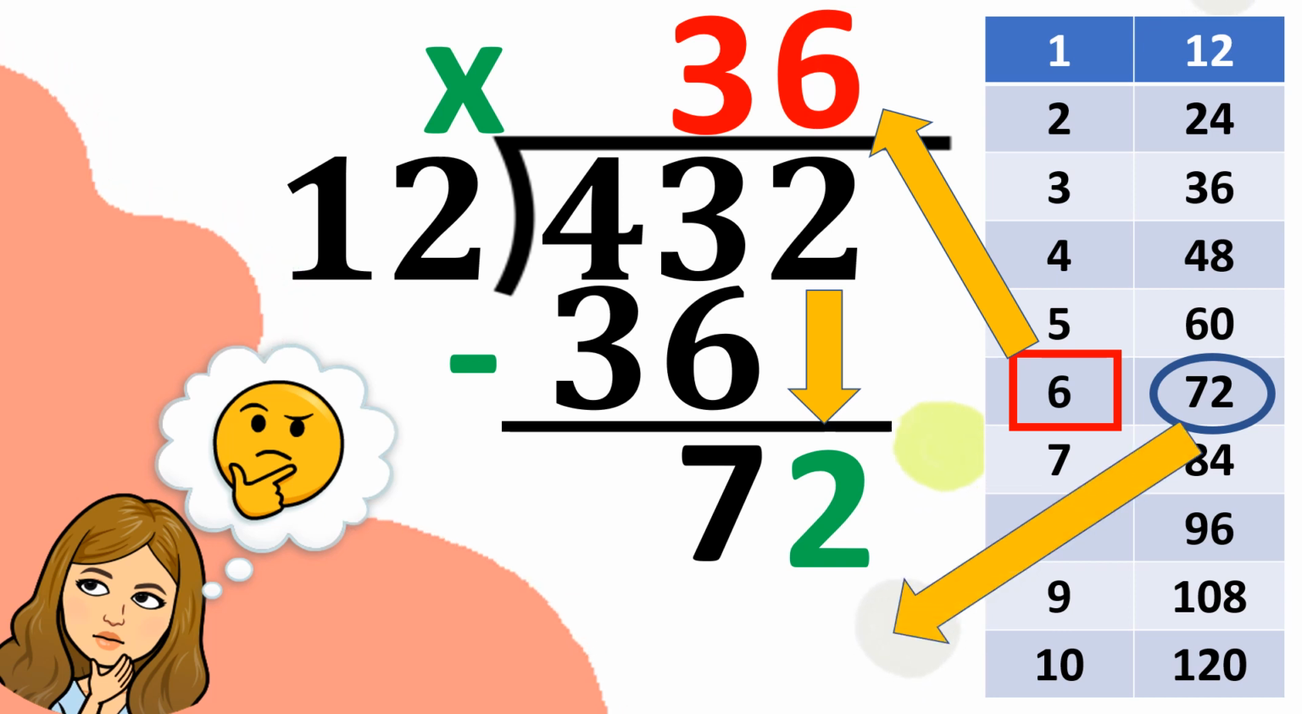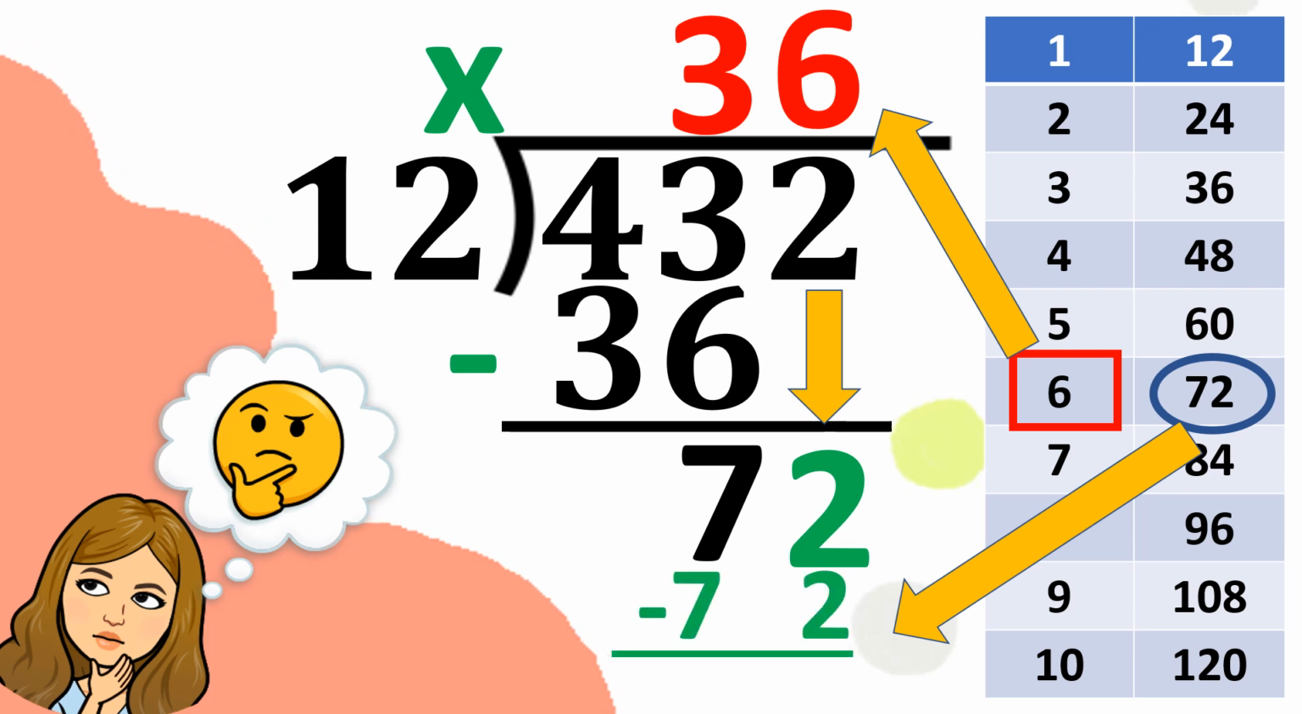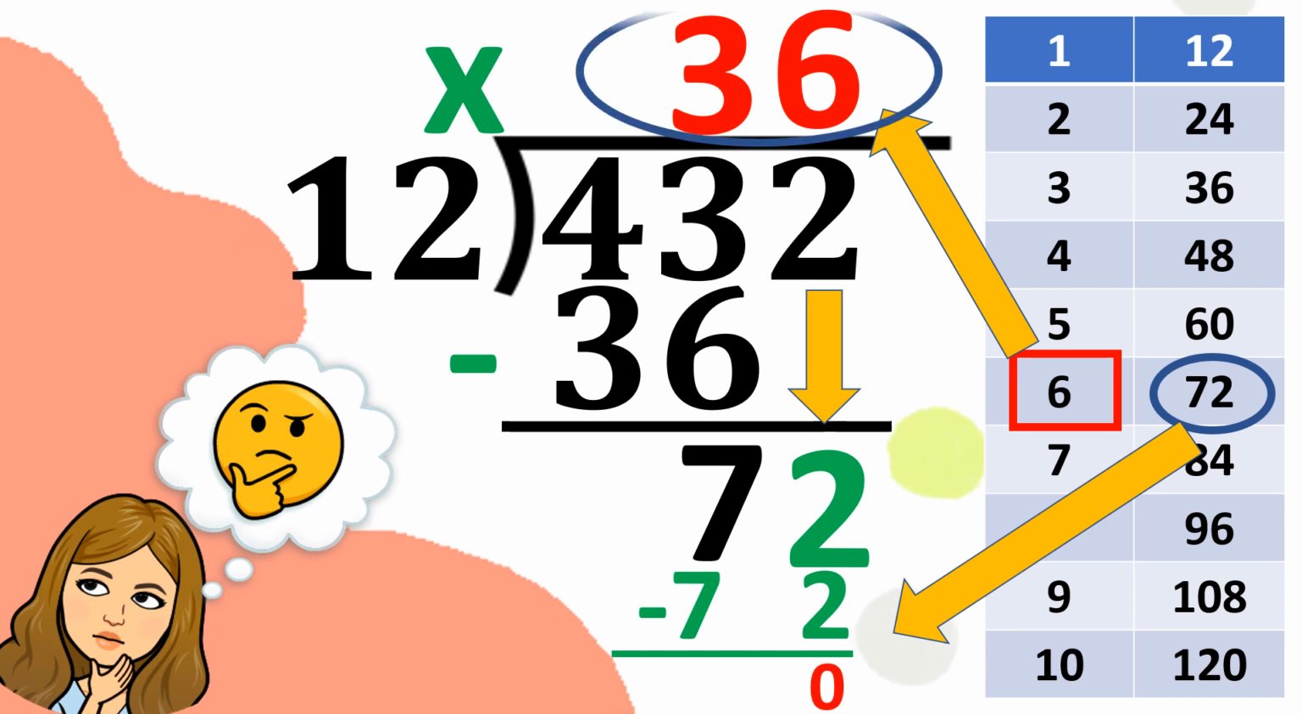And we are going to subtract the numbers. And 72 minus 72 is equal to 0. So there is no remainder. And our answer is now 36.